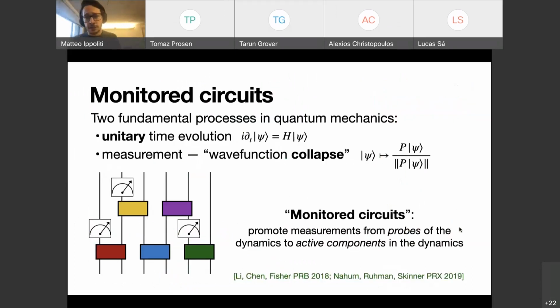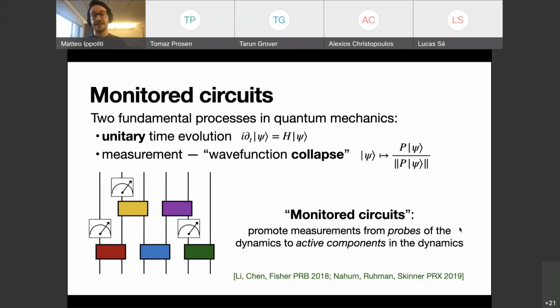But so again, Tarun gave a very nice overview of the topic, but let me just quickly repeat some just for the sake of making a self-contained talk in case people catch up with the recording. So this field of monitored circuits arises when one tries to incorporate in many-body dynamics both fundamental processes that we learn about in our first encounter with quantum mechanics.